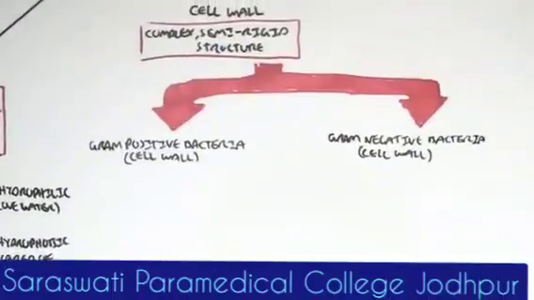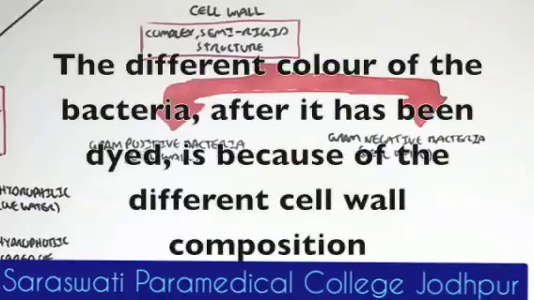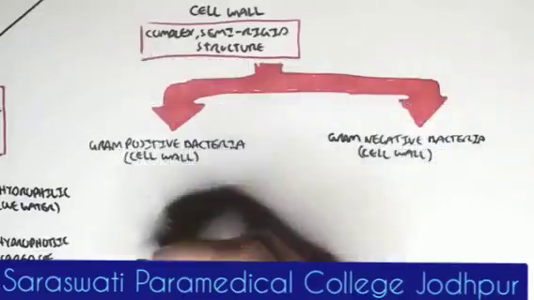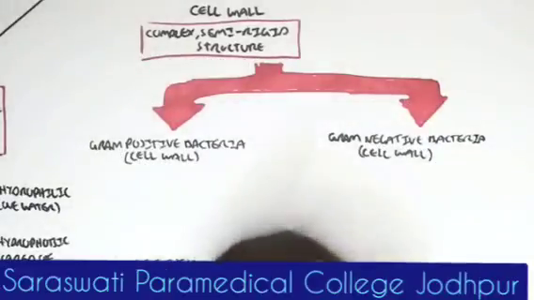First of all, bacteria are grouped into gram-positive and gram-negative because when you dye them with different dyes, they have different colors. And the different colors are caused by the different cell composition of both these types of bacteria. So what is the difference in cell wall composition?